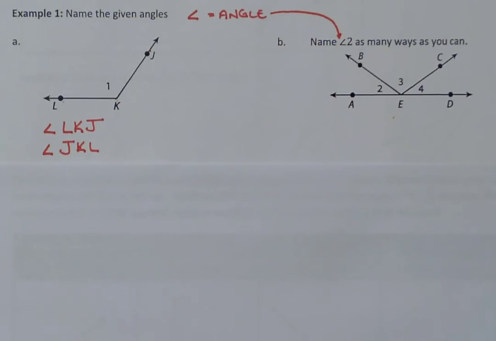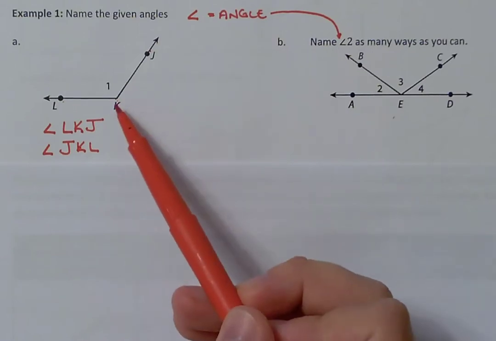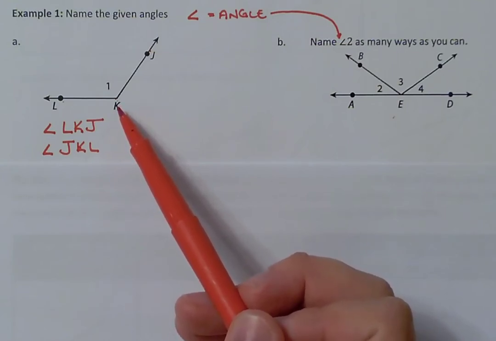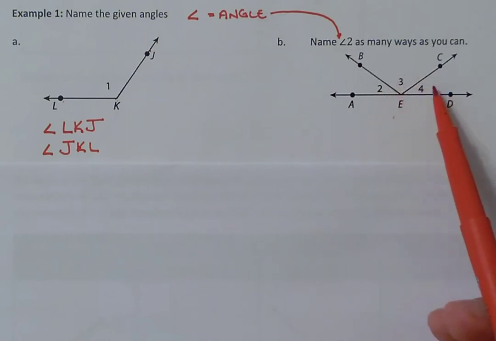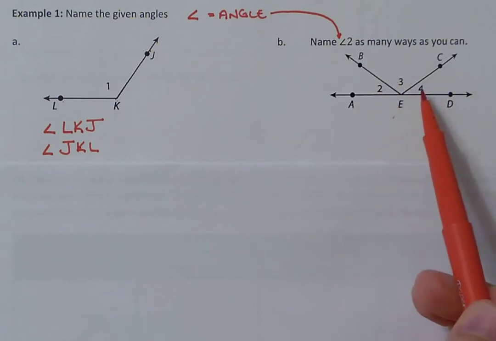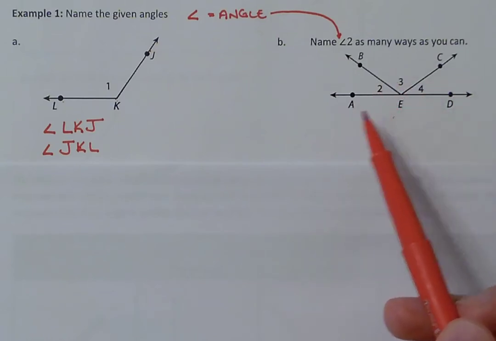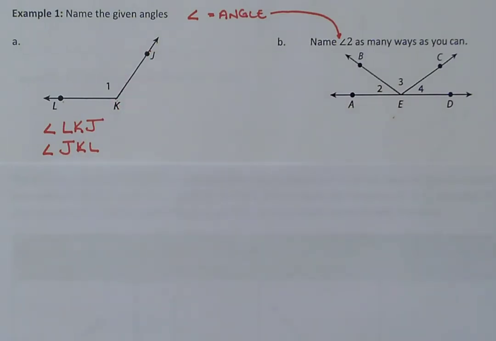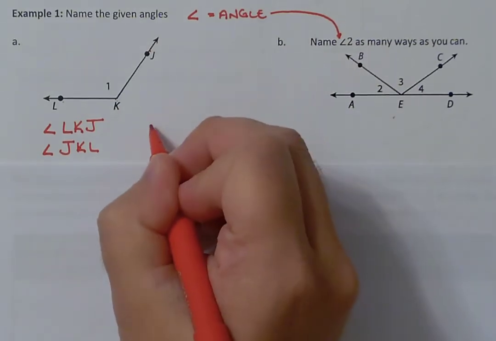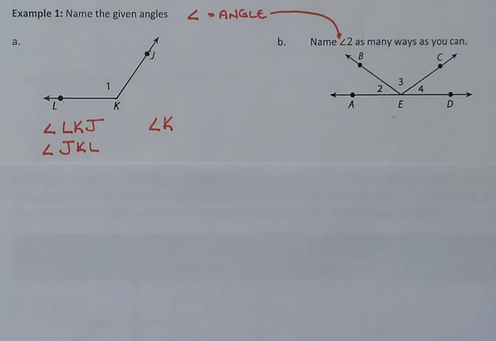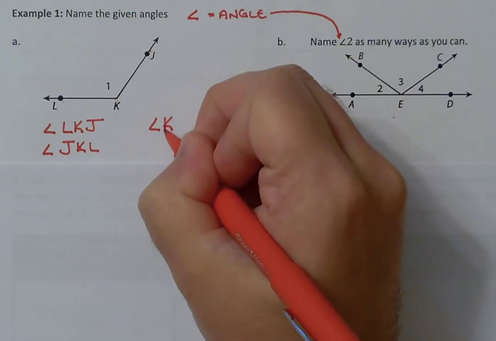Now, if you have an angle that's off by itself, as you see with this angle, there's no other angles attached to it. There's no other drawings or anything else on the figure. It's just this angle. So we couldn't go anywhere further than just this. But because this angle is by itself, there is another way we can name this, and it's going to be based off its vertex. So I could name this angle K. And that would be a third way that I can name this angle.